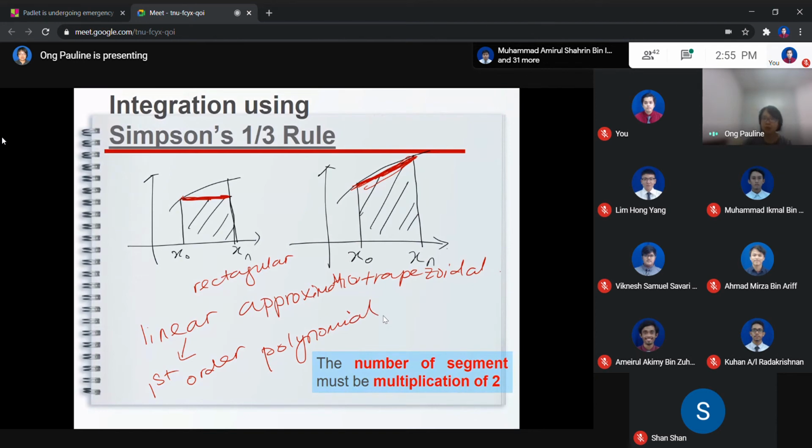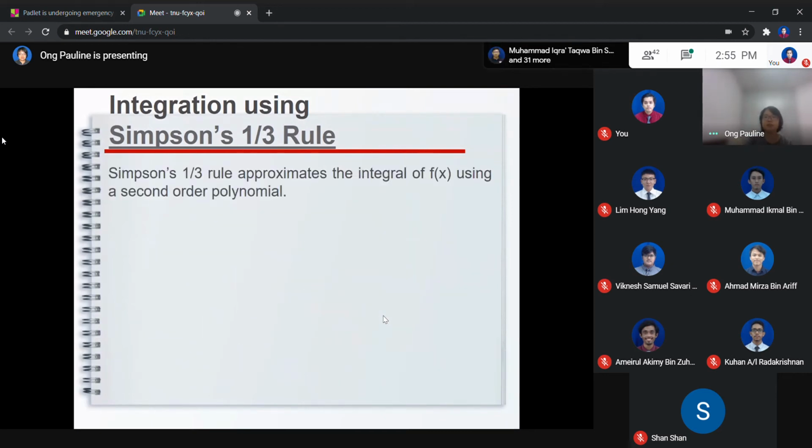So for the Simpson's 1/3 rule, we are going to use a higher order polynomial. For the Simpson's 1/3 rule, we try to approximate it by using the second order polynomial. So recall back, for the second order polynomial, we need to have 3 points, right? Only then can you construct the second order polynomial.